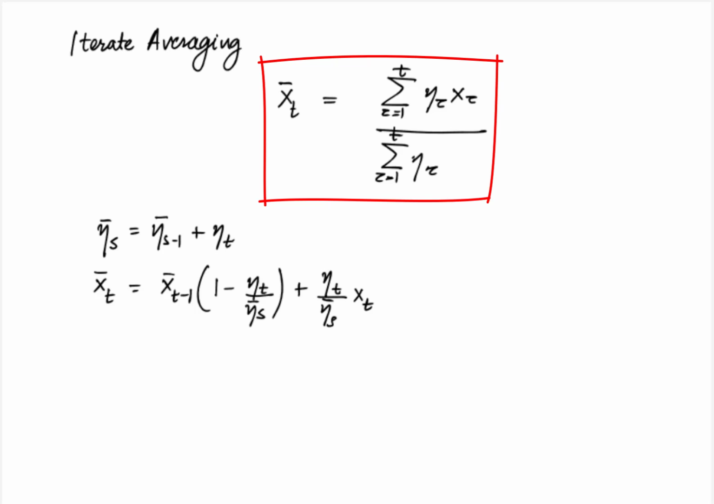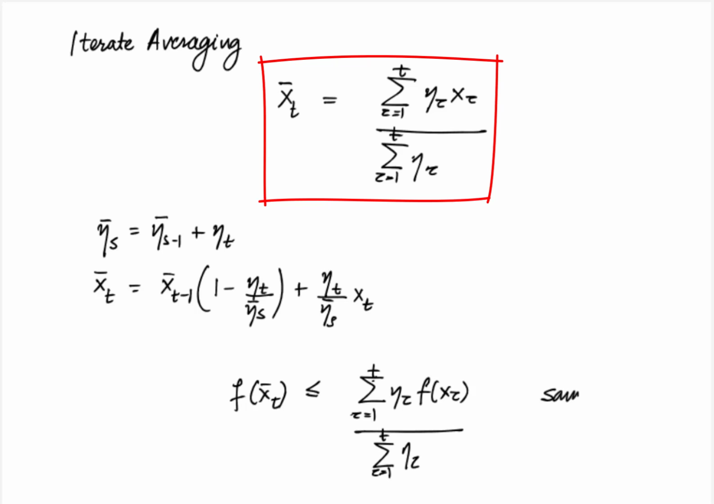Now, since f is convex and x bar of t is a convex combination of the iterates xt, we have f of x bar of t is less than or equal to summation over tau eta tau f of x tau divided by summation over tau eta tau. So if you go back to the proofs, you can actually use this inequality almost everywhere and get exactly the same oracle complexity bounds for almost all choices of step sizes.